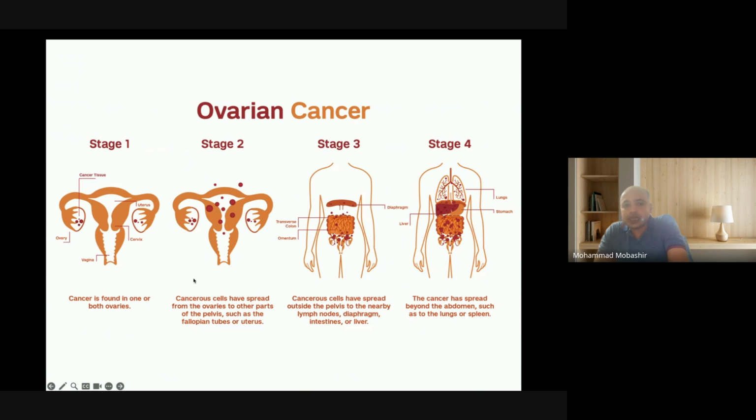Okay. Then these red cells are basically representing the cancer, ovarian. Then stage 2, cancer cells have spread from ovaries to other parts. So other parts, from here to other parts. Then stage 3, cancer cells have spread outside the pelvis region. And then you can see where their locations are. Now, in stage 4, the cancer has spread beyond the abdomen, such as the lungs and spleen. Those things you can see here.